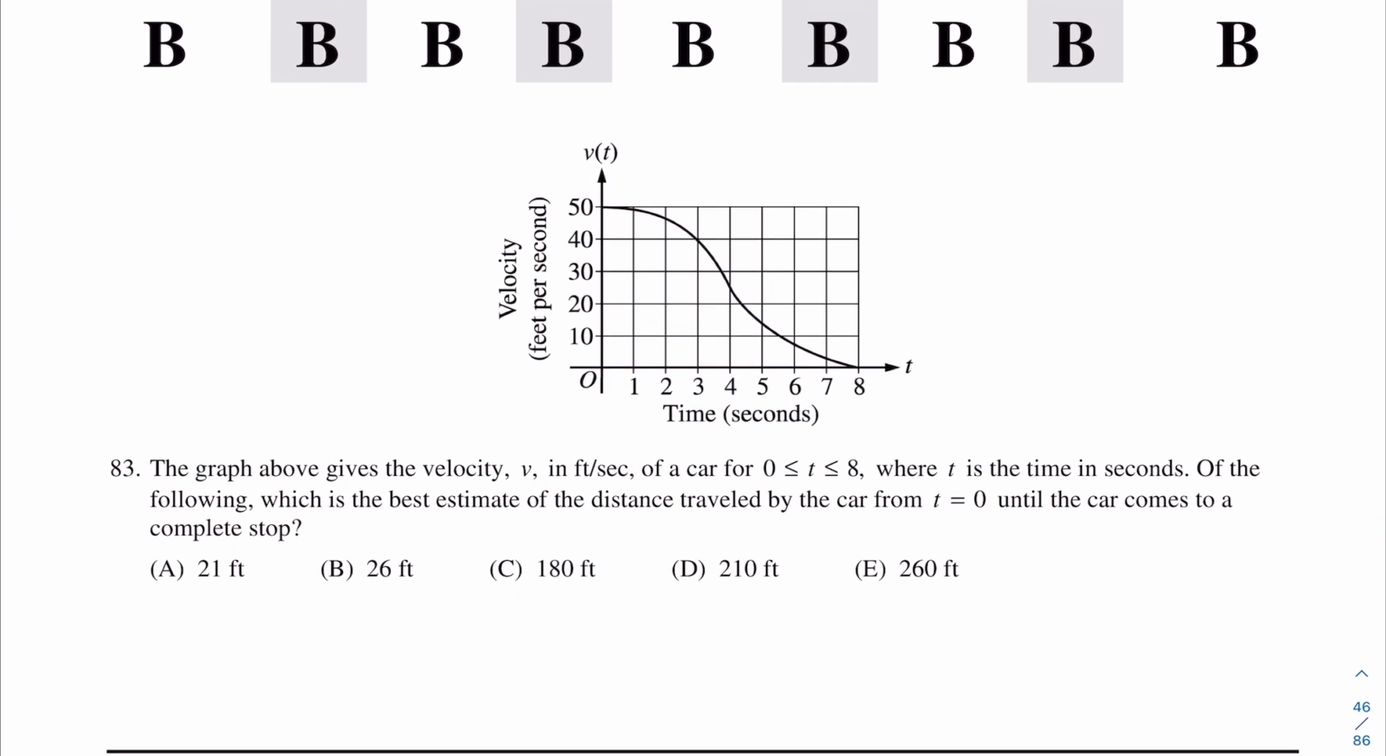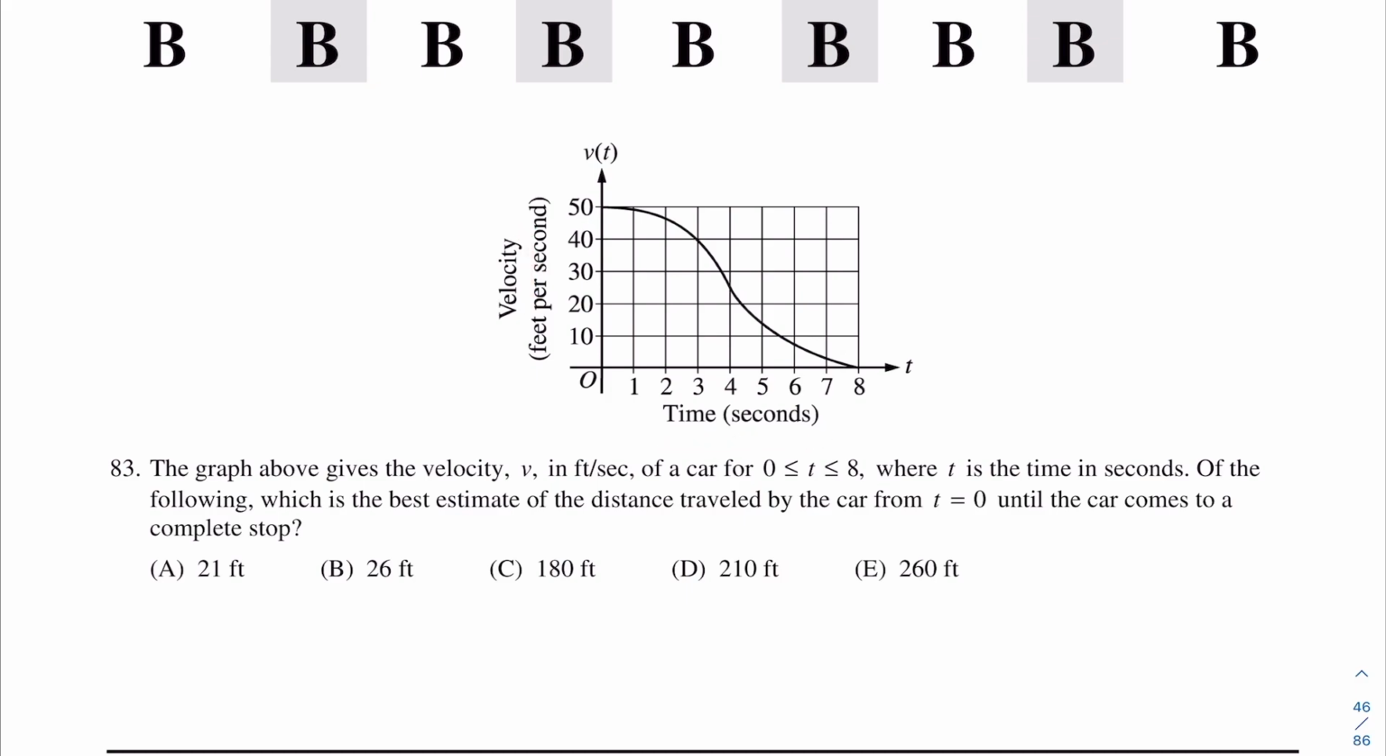83. The graph above gives the velocity v in feet per second of a car for t greater than or equal to 0 and less than or equal to 8, where t is the time in seconds. Of the following, which is the best estimate of the distance traveled by the car from t equals 0 until the car comes to a complete stop? So we need to find the total distance traveled using this velocity versus time graph. You may understand that that's essentially just the area under this curve. It's the velocity times the time.